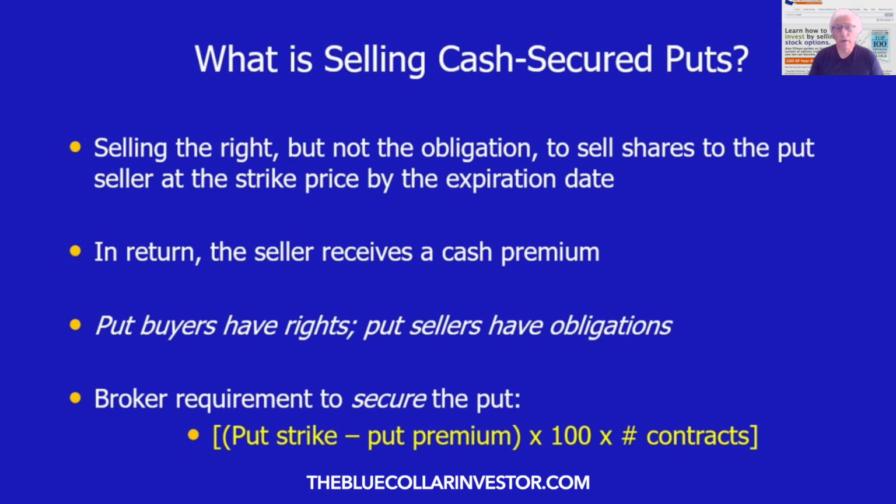So the formula that is used in determining the amount of cash that we need to secure the put, or let's say our investment, is the put strike minus the put premium times 100 times the number of contracts. So in order to then sell that put, we've got to secure it by placing that amount of cash into our brokerage account. Next, let's define the term rolling out, just rolling out a cash secured put.